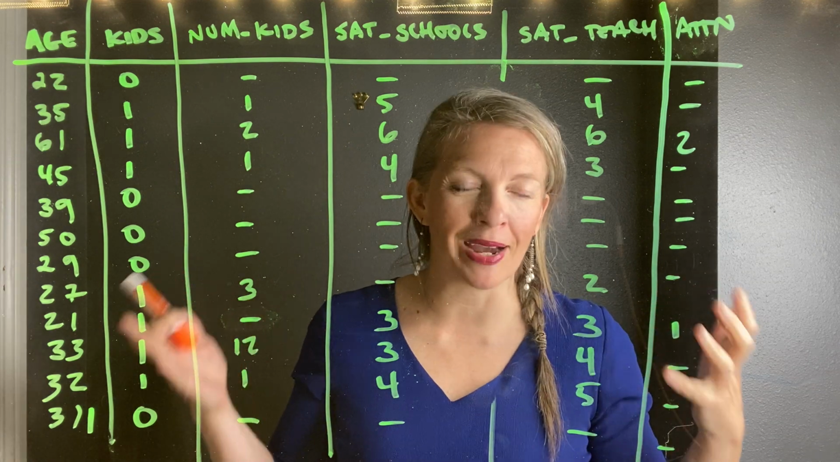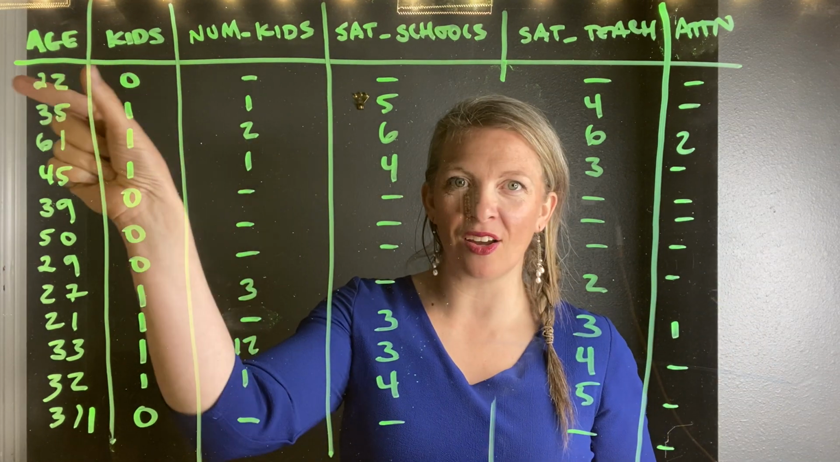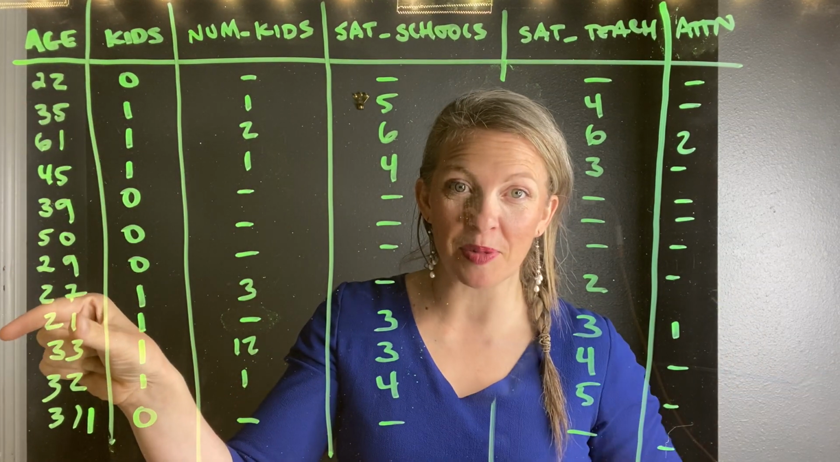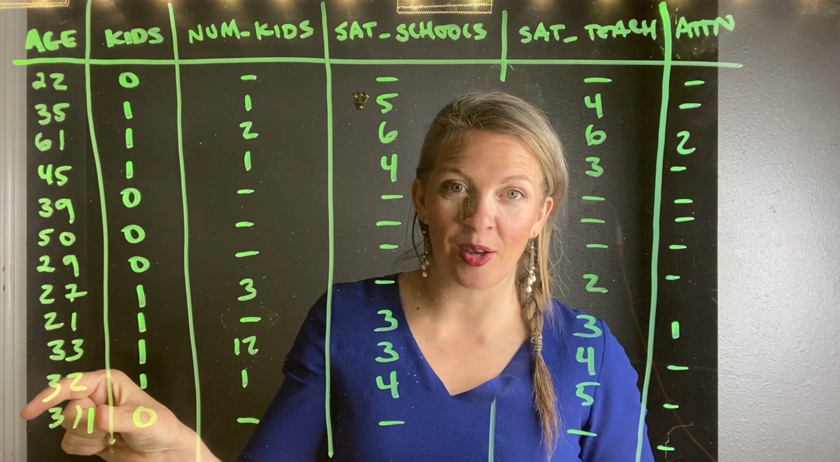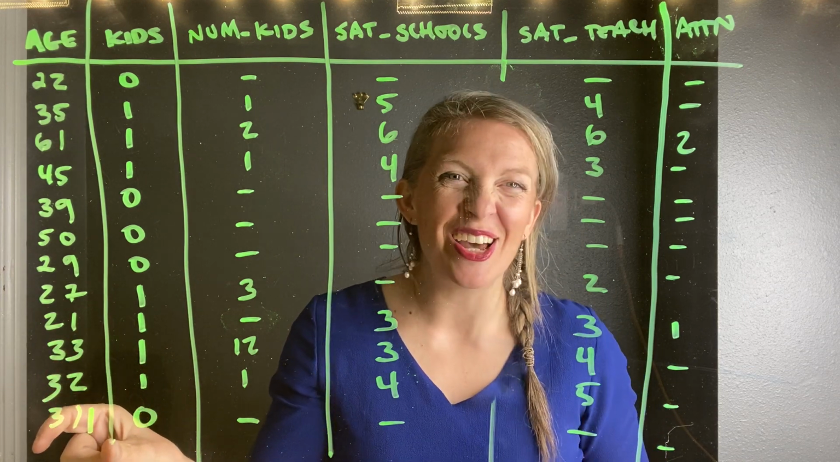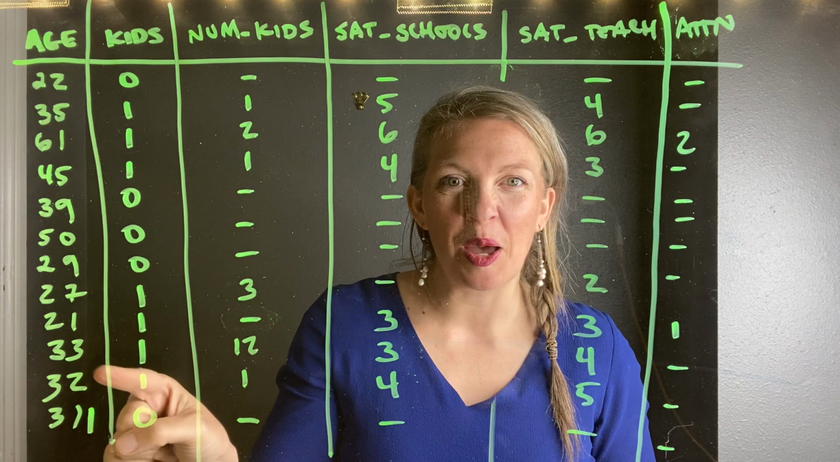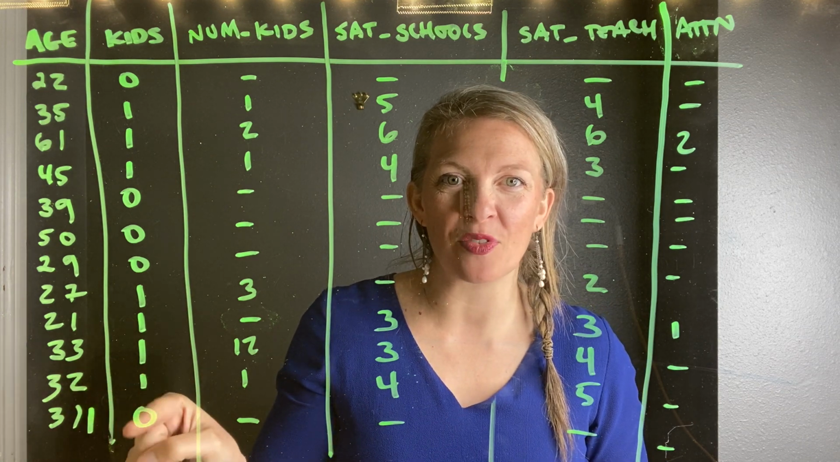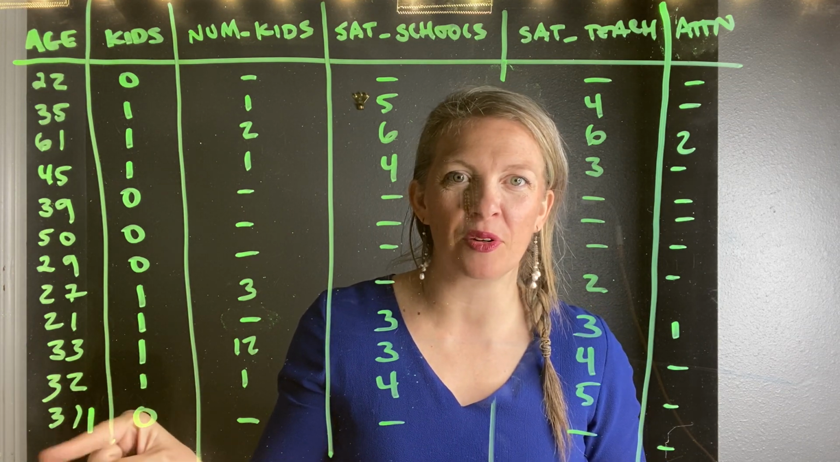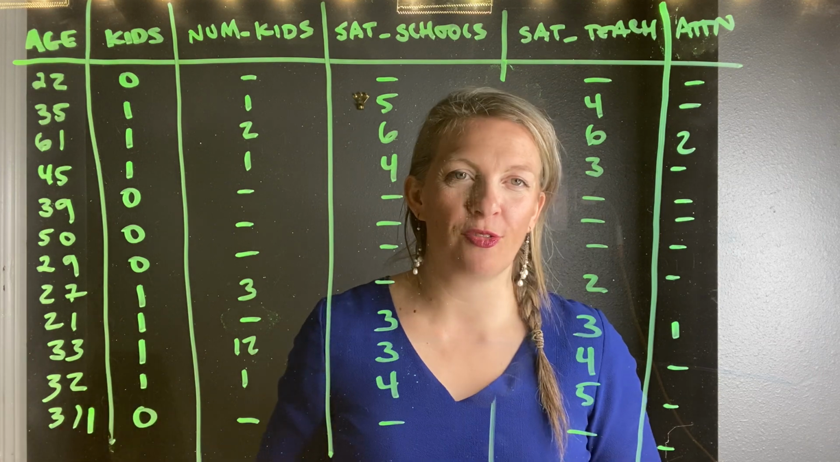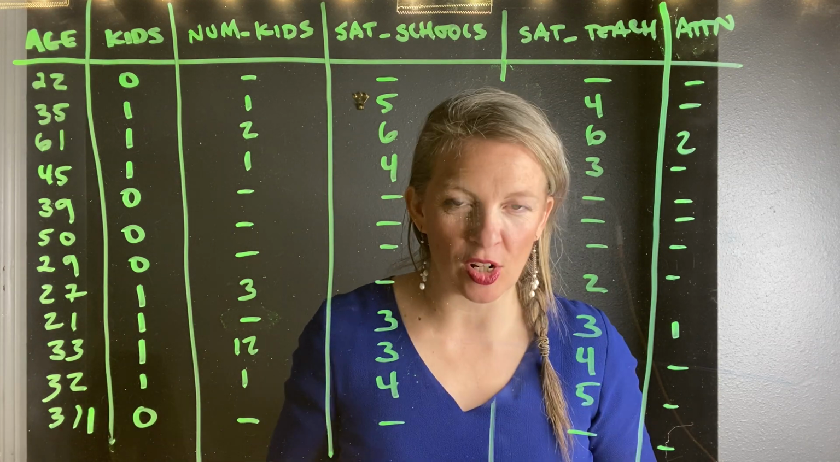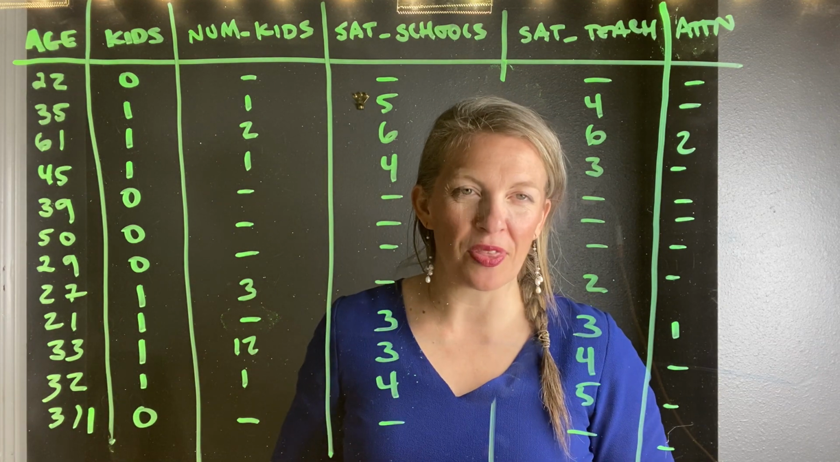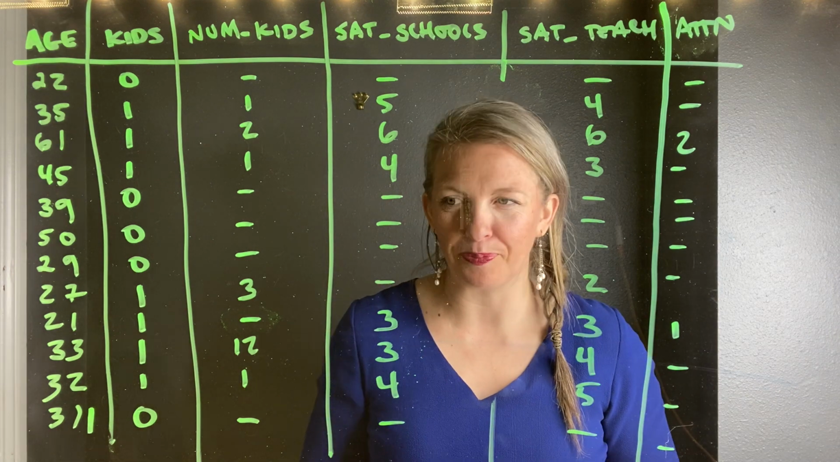Another thing that you might not have noticed, or maybe you did pick it up, some of you are paying a lot of attention to the items on the screen, is that down here in our age category we have an observation that seems to be a little bit out of the normal range for age. We have a 311-year-old. So we're going to talk about how to deal with that and how you would look for those things as well.